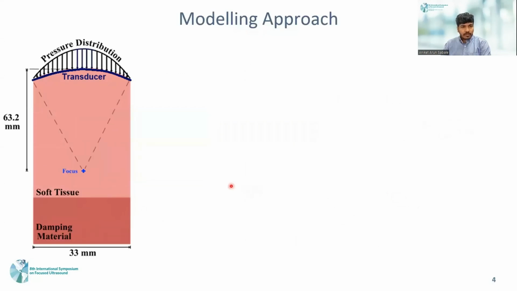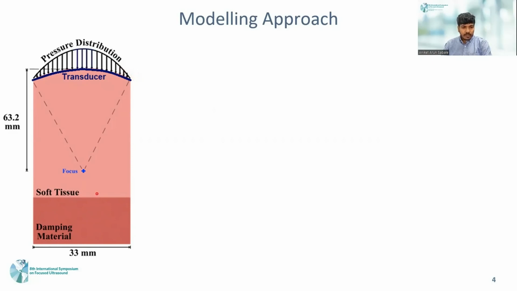A novel finite element model is developed to systematically assess shear stress generated during HIFU sonications. A single element concave shaped transducer of focal length 63.2 millimeters and aperture diameter of 33 millimeters is considered. The active area of the transducer is given surface pressure of varying pressure distribution, which resembles apodization and also reduces stress concentration effect due to discontinuity at the edges.